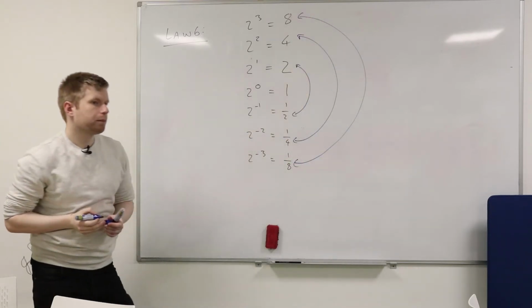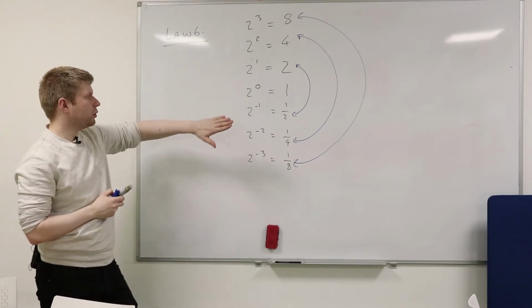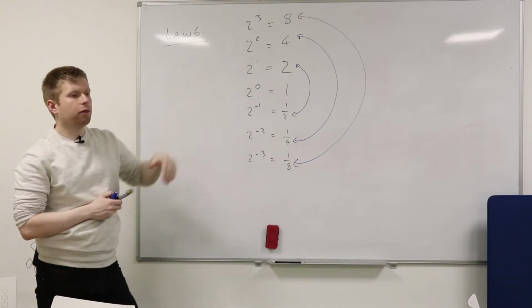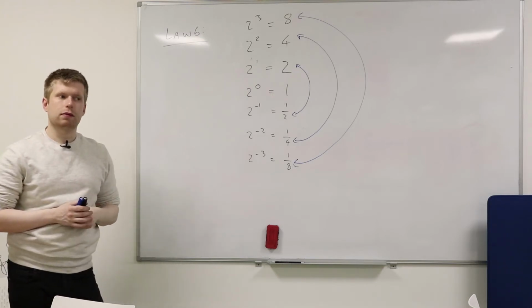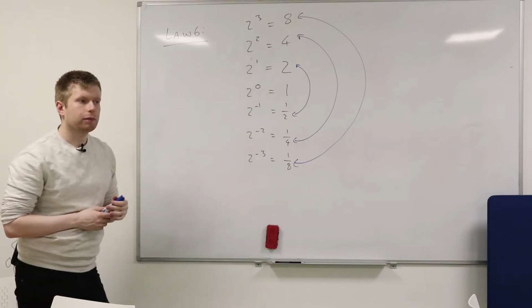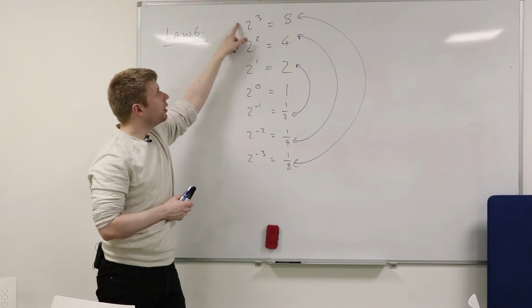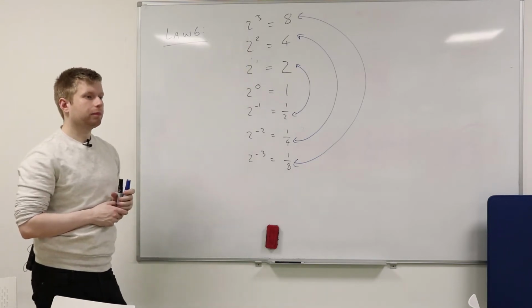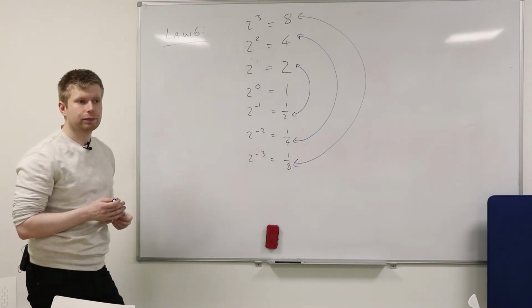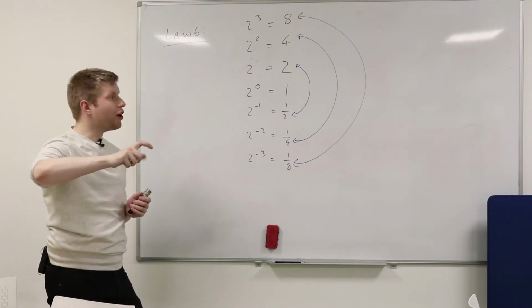What's the pattern? What do you notice the relationship is between 2 to the power of negative 1 and 2 to the power of positive 1? What's the relationship between 2 to the power of negative 2 and 2 to the power of positive 2? What's the relationship between 2 to the power of negative 3 and 2 to the power of positive 3? What's the relationship? Just tell me. It is turned upside down. Good. So it gets turned upside down.